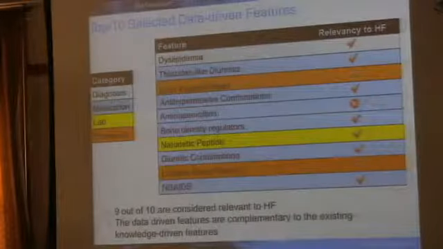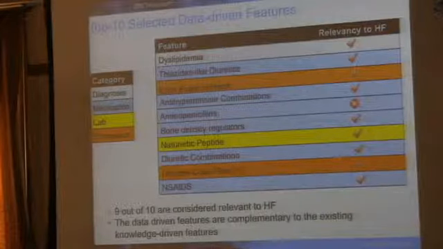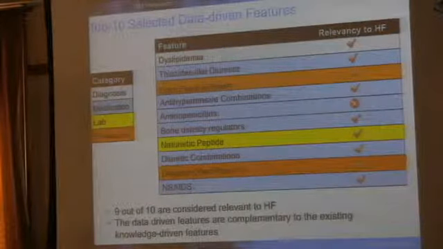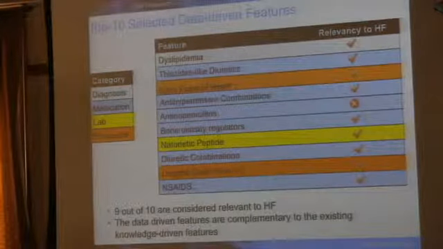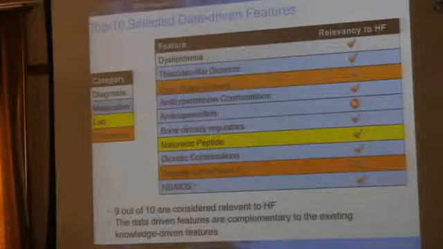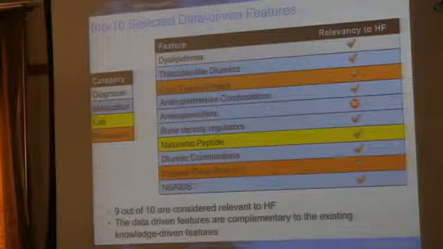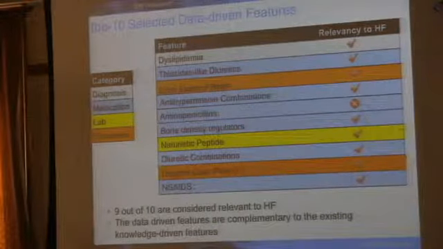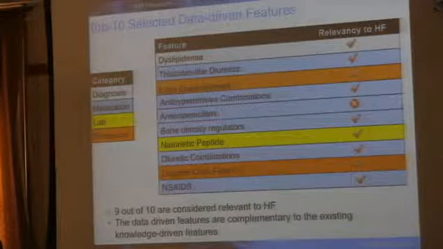And we also show what the selected features look like. This is the top 10 features. We can see those features are different from the knowledge-driven features, and also they cover a wide range of feature types, including all 4 different types: diagnosis, medication, lab, and procedure. We asked some of our clinical partners, the heart failure experts, to validate all those features, and it turns out 9 out of 10 are really relevant to heart failure.